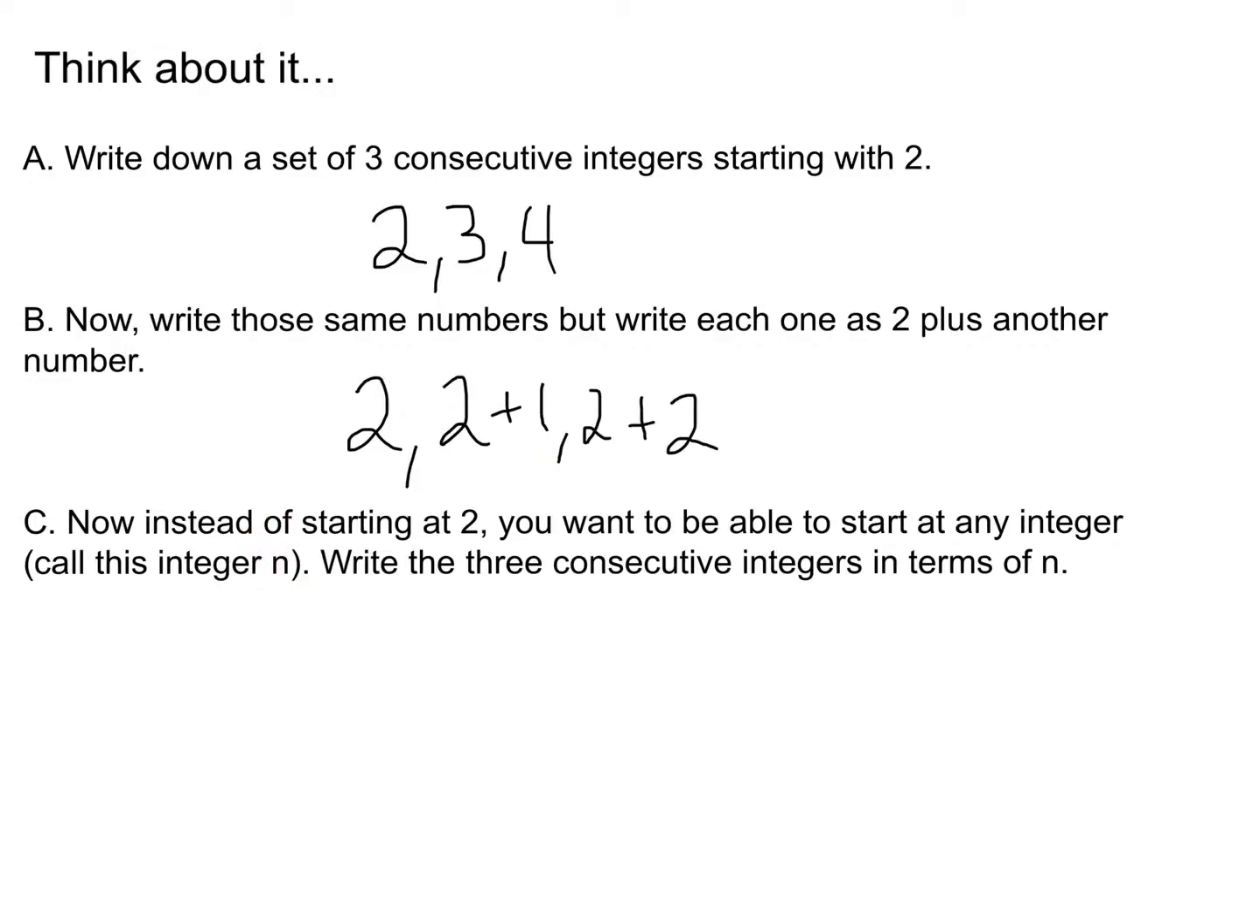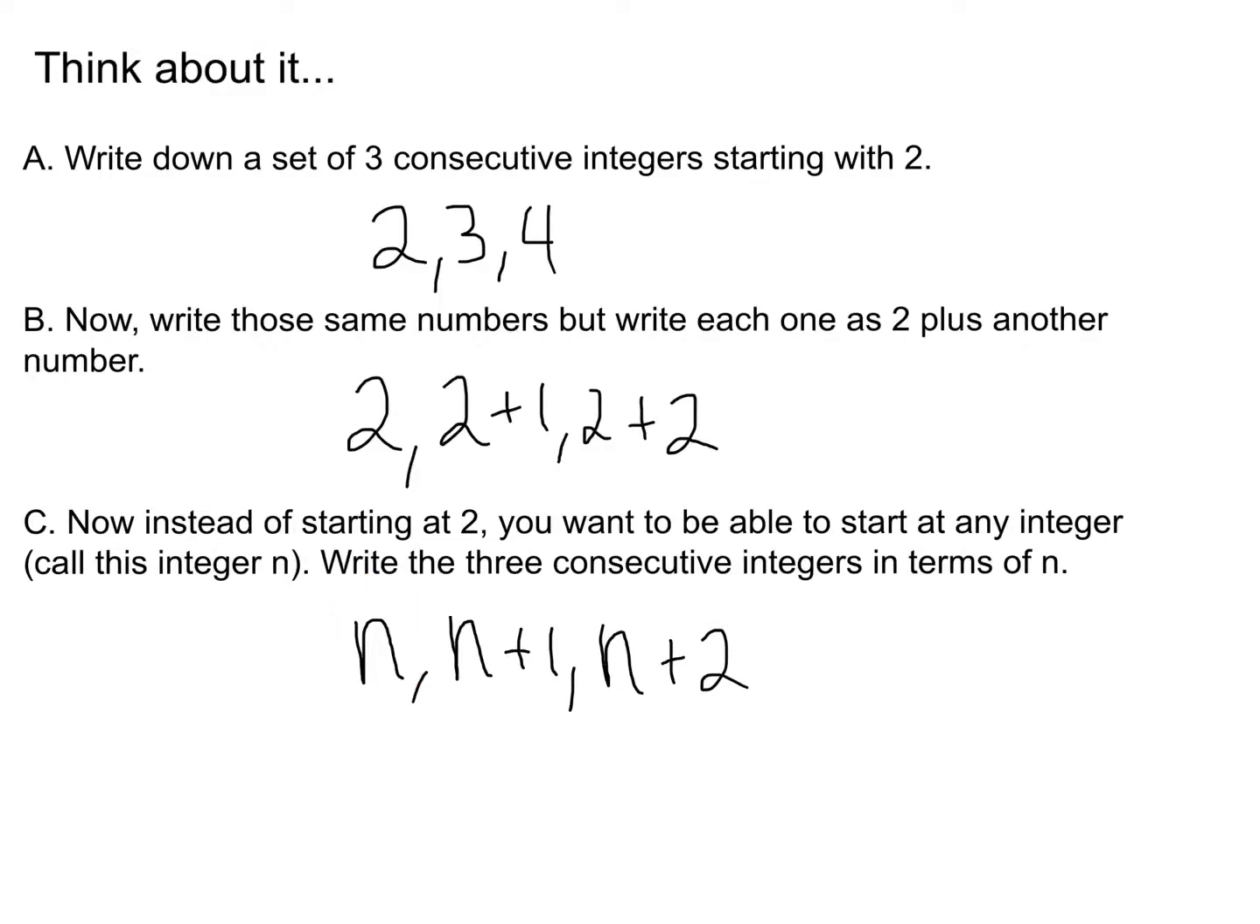So if we start with n, what's the first integer going to be? Simple enough. We start with n, the first integer is n. Well, what comes after n? Think back to when we started with 2. The value that comes after 2 is 2 plus 1. Similarly here, when we start with n, the value that comes after n will be n plus 1. And I bet by now you've figured it out. After n plus 1, I add 1 to it to get my next consecutive integer, and so that'll be n plus 1 plus 1, or n plus 2, right? It is 2 numbers after n.